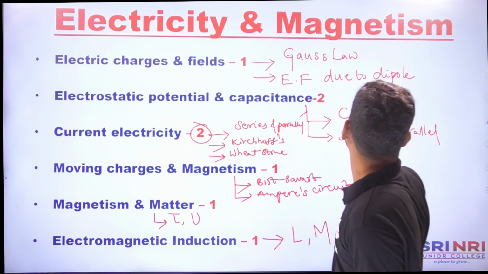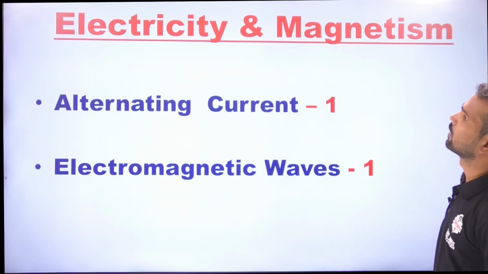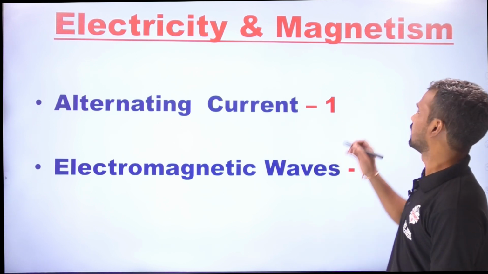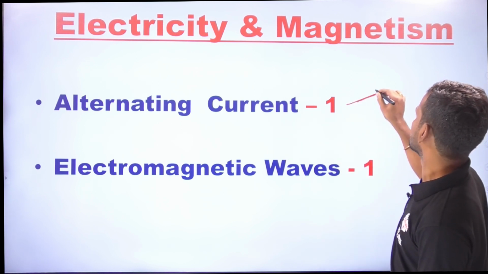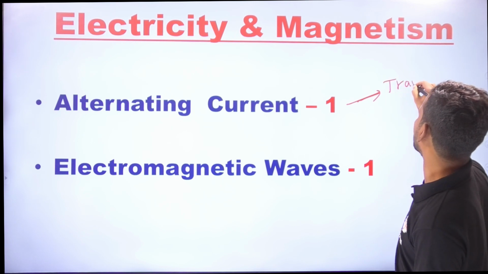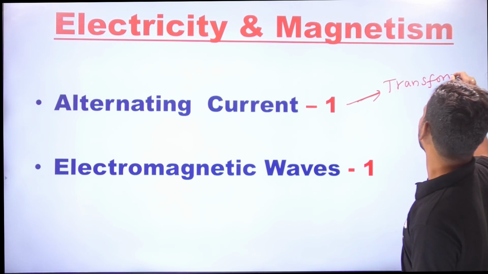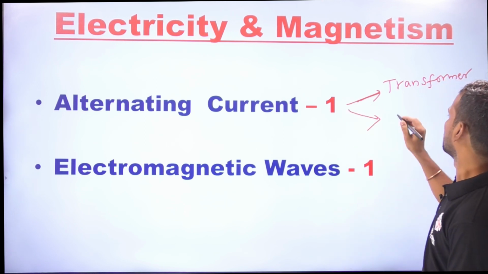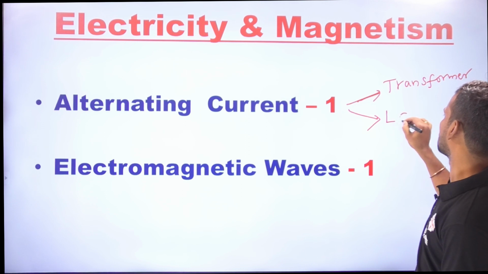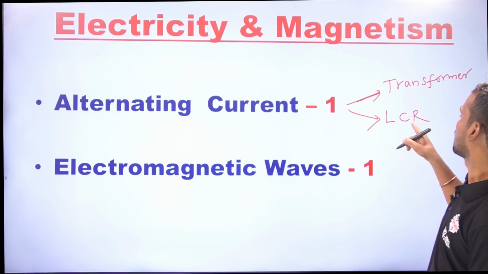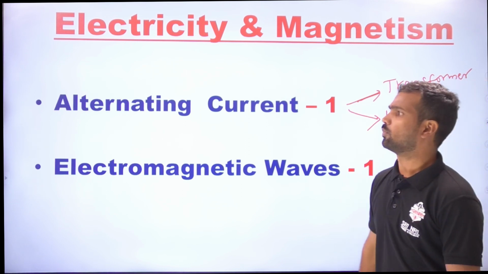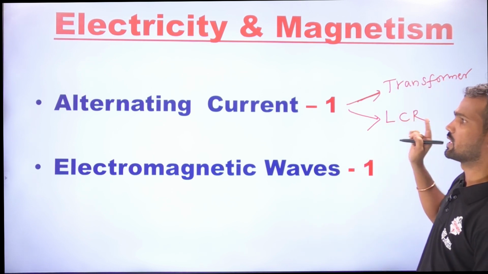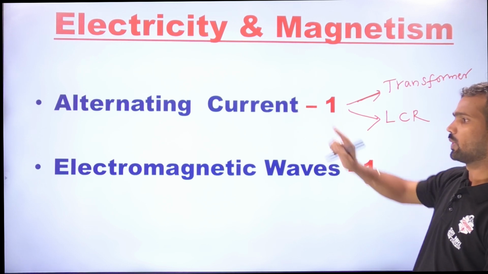The next one, the electricity and magnetism continuation, alternating current. In alternating current, majorly the transformer concept, you may get one question. Otherwise, the LCR circuit, meaning inductance, capacitor and resistance. So pure resistor, pure capacitor, pure inductor, how the phase difference will change. Based on the topic, you may get one question.